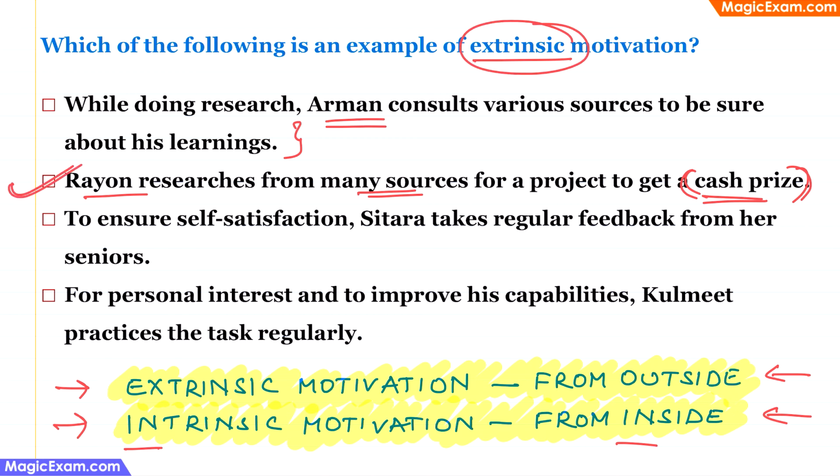And the next one is to ensure self-satisfaction, Sitara takes regular feedback from her seniors. Now, self-satisfaction is internal. Therefore, this is not extrinsic. This is intrinsic. Next, for personal interest and to improve his capabilities, Kulmeet practices the task regularly. So, personal interest, again, this is coming in from inside Kulmeet. Therefore, this is intrinsic.